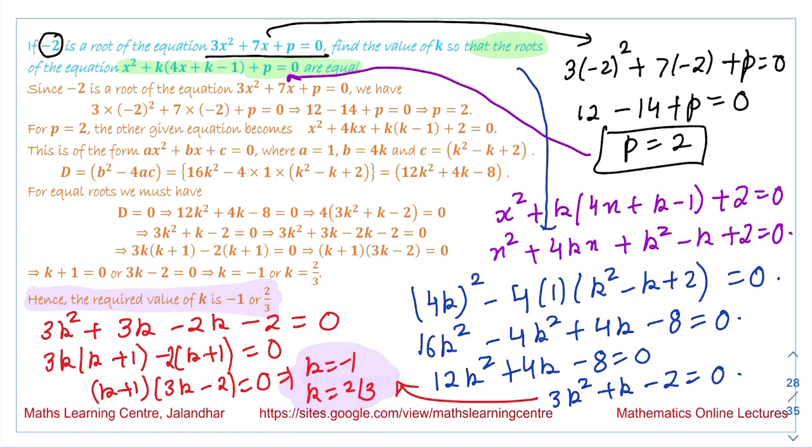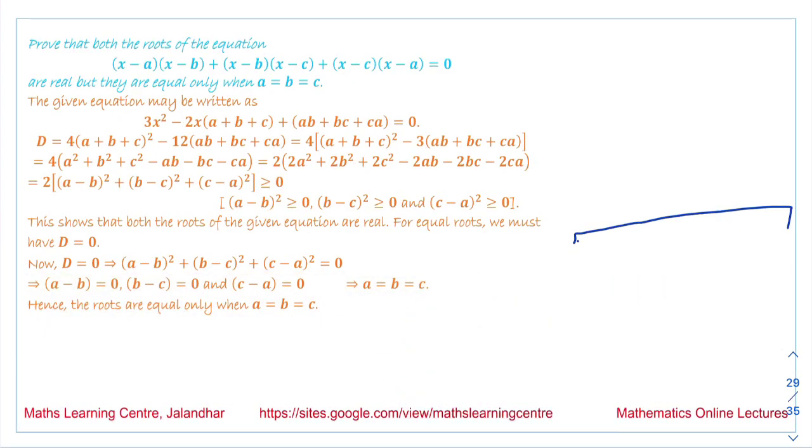Next is, prove that both the roots of this equation are real, but they are equal only when a is equal to b is equal to c.